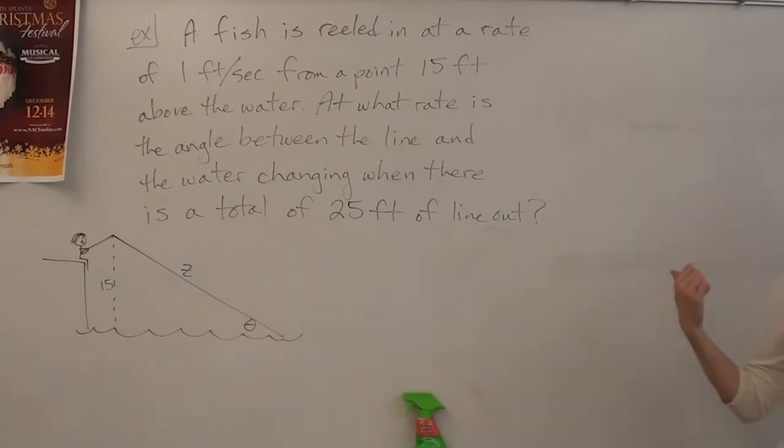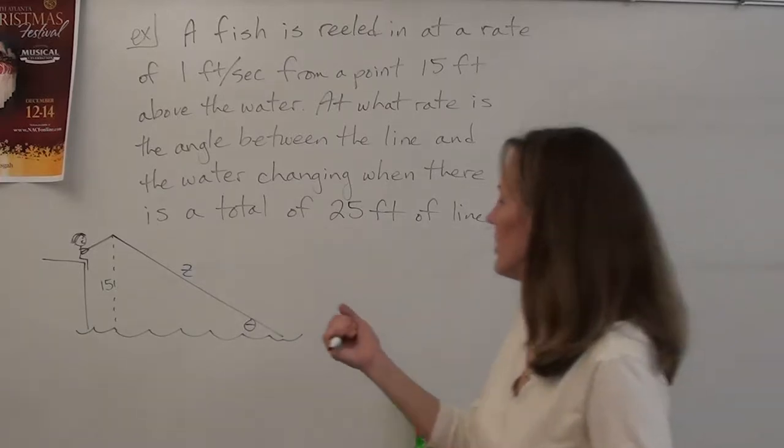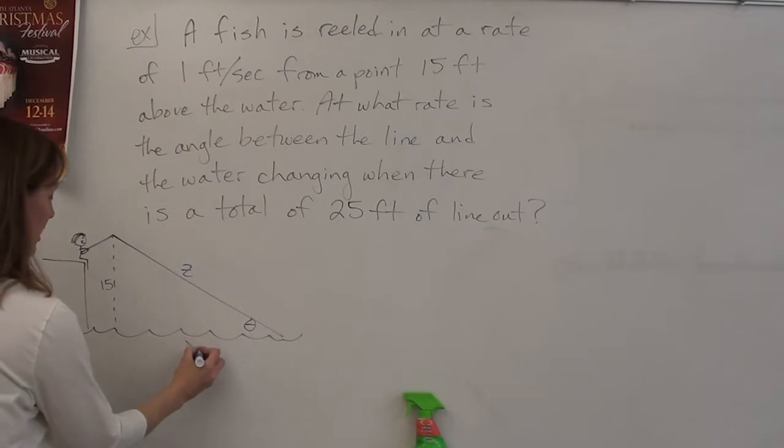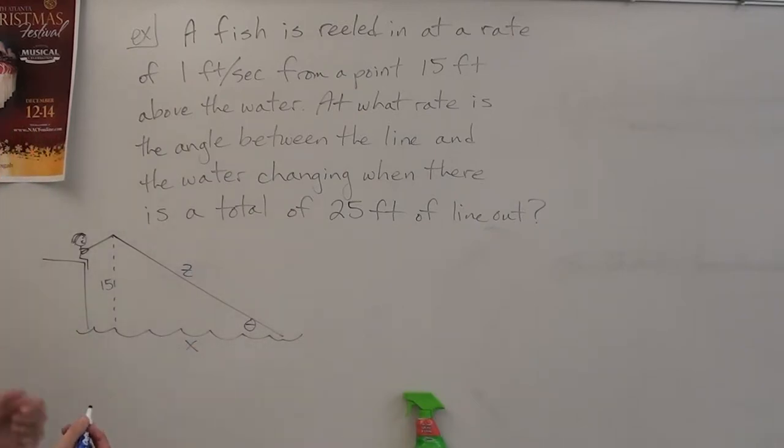So for us, we have the problem: a fish is being reeled in at a rate of 1 foot per second from a point 15 feet above the water. At what rate is the angle between the line and the water, which I called theta, changing when there is a total of 25 feet of line out? All right? So he's reeling the fish in, or she is reeling the fish in at 1 foot per second.